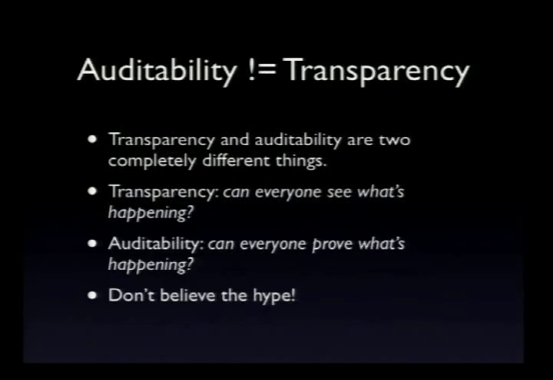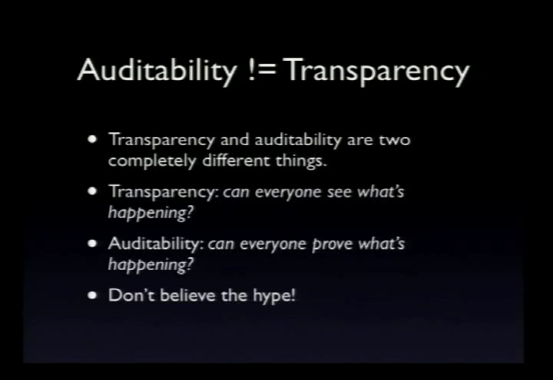So, a lot of us think that open source is inherently auditable. It may not be. And because that's such a controversial thing to say, I have to draw a clear delineation between auditability and transparency. Transparency just means, can everybody see what's happening? Auditability means, can everybody prove what's happening?